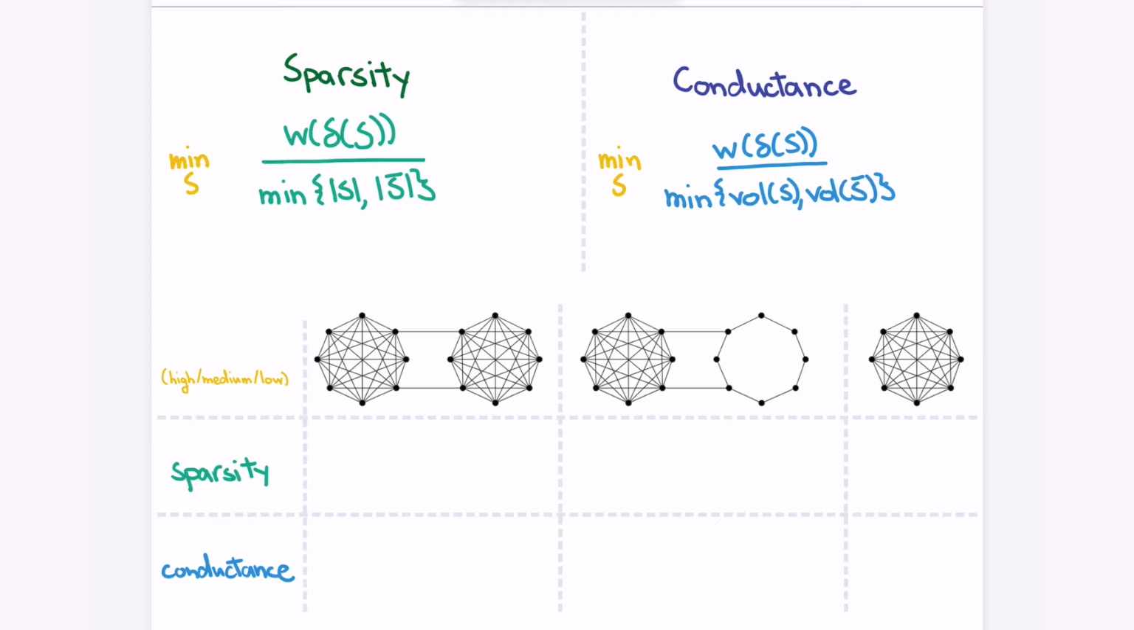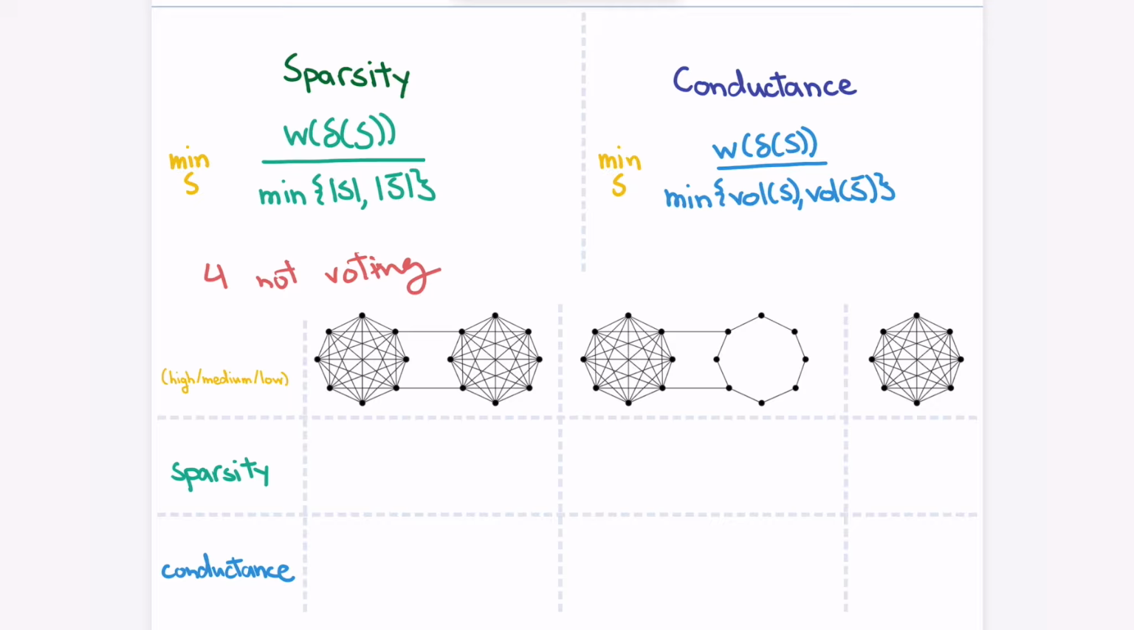First of all, who's not voting? Okay, 4. One of the not voters is a little bit too enthusiastic about it. Now, we can do the sparsity row first, and we'll just do one graph at a time and say, is it high, medium, or low?